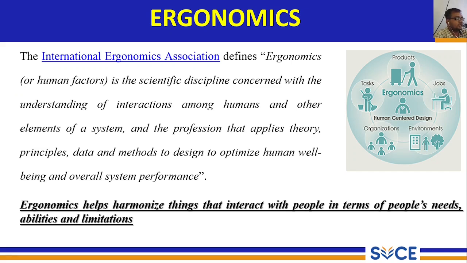The International Ergonomics Association defines ergonomics as a scientific discipline concerned with the understanding of interactions among humans and the elements of a system. The elements of a system include all the equipment, the machine, and the human interface. It is through the application of theory, principles, and data that you optimize all the activities done by the human, and the overall performance also gets increased.